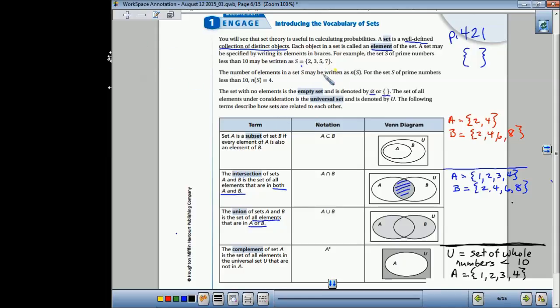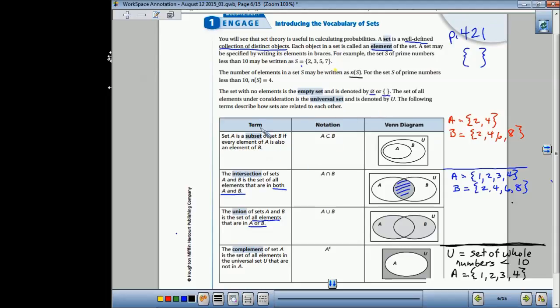The number of elements in a set can be written as n of S. That's the number of elements in set S. For set S, we had how many elements? 4. We talked about this yesterday, that notation. Now a set with no elements, a set that contains nothing, is called the empty set. There's 2 ways we can denote the empty set: that big fat 0 with a slash through it, or just an empty set of brackets. A set of all elements under consideration is called the universal set, and it's denoted by the big U.